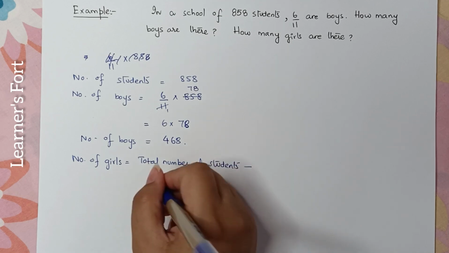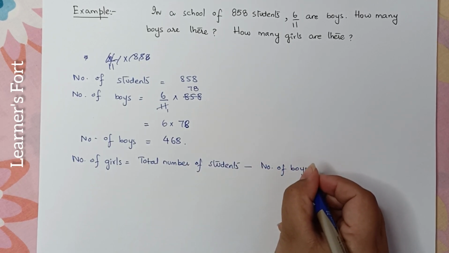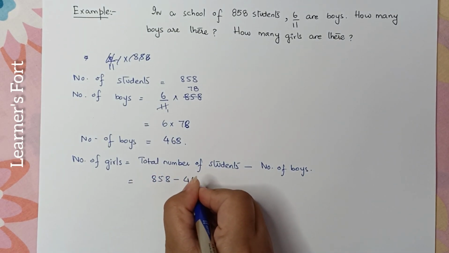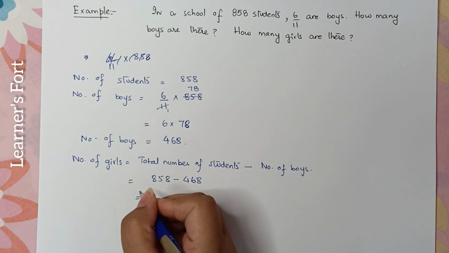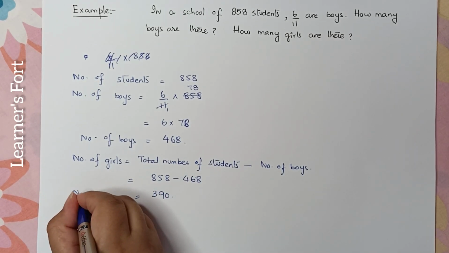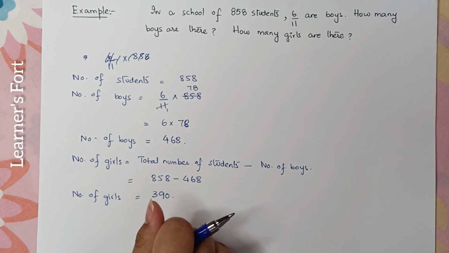So we're going to subtract the total number of boys from the total number of students, which is 858 minus 468. Now what we are left with is 390. So the total number of girls in this school are 390.